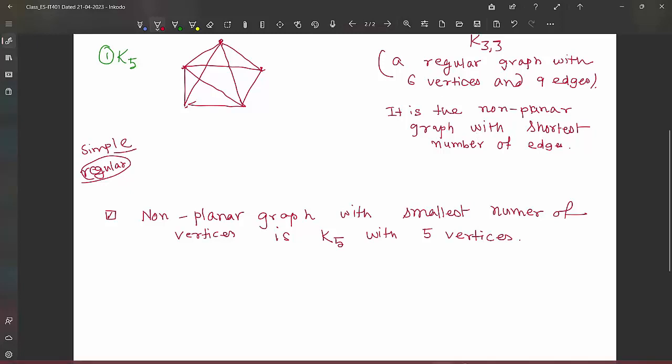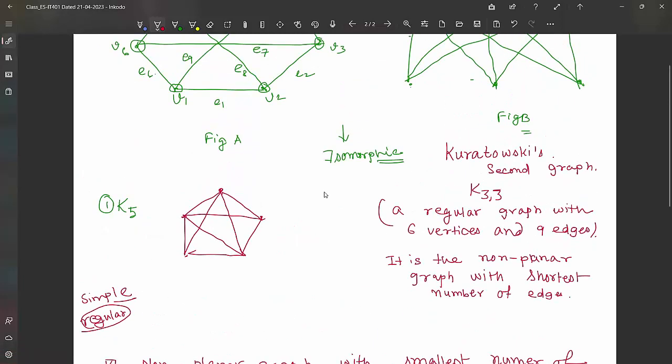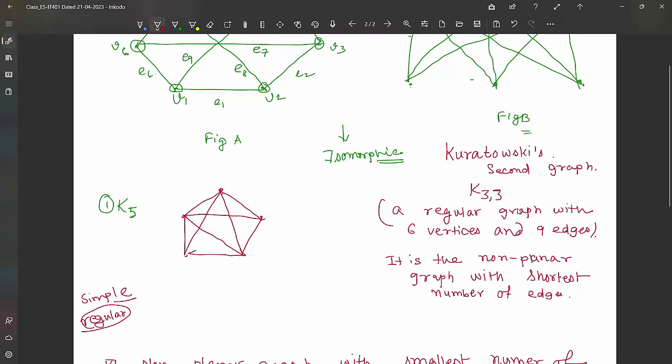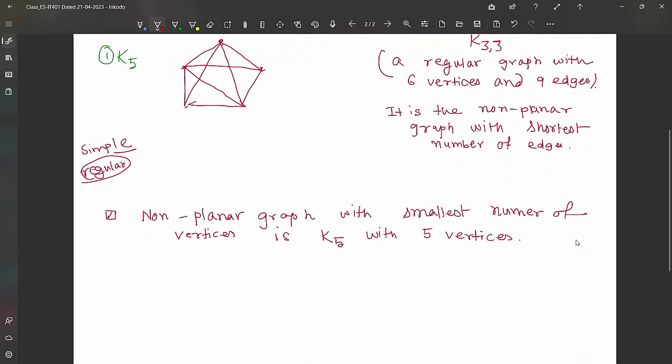And that's why, if it is a simple and regular graph, the first non-planar graph with the smallest number of vertices is K5, and the first non-planar graph with the smallest number of edges is K3,3, which is called the Kuratowski second graph. K5 is called the Kuratowski first graph. So these are just examples of two popular non-planar graphs.